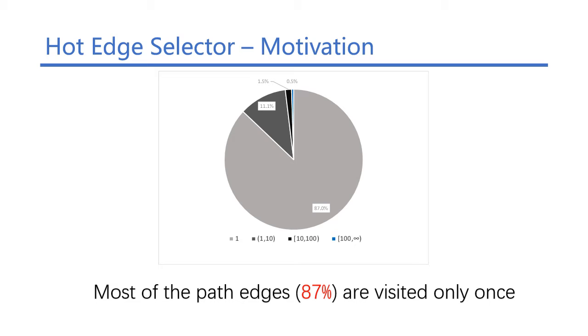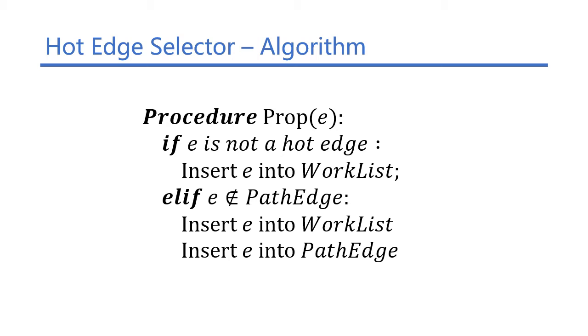According to our experiments, we count the use times of each path edge. We find that most of the path edges are visited only once, and less than 2% of the path edges are visited more than 10 times. So most path edges can be discarded directly, and only a small part of the path edges need to be saved in memory. So we design the hot edge selector algorithm and change the IFDS algorithm. If a path edge is not a hot edge, we don't add it into the path edge set to save memory.